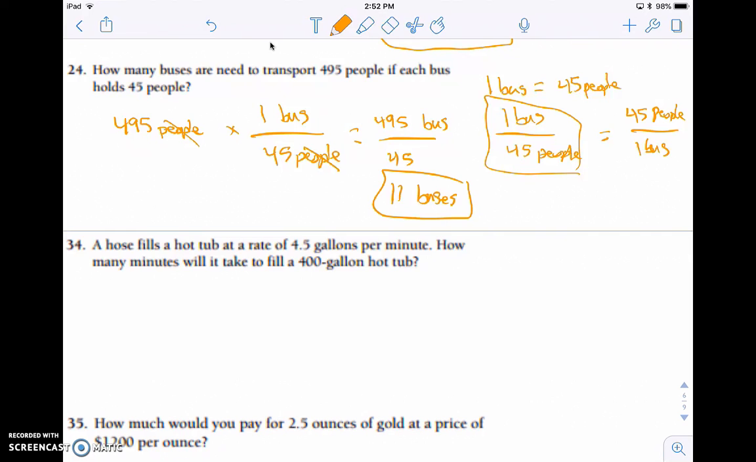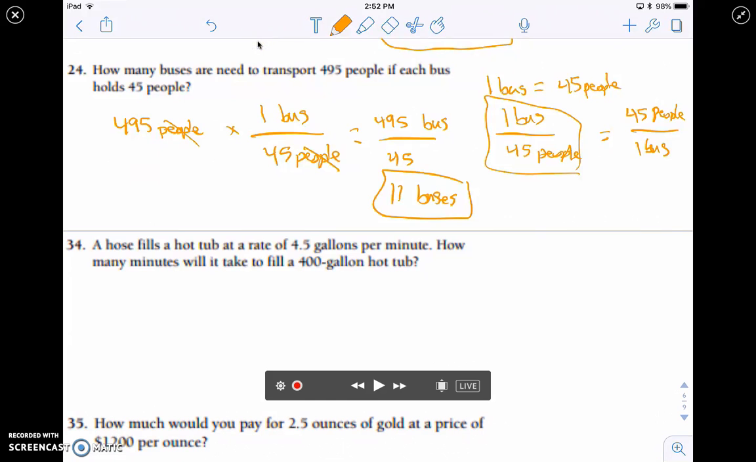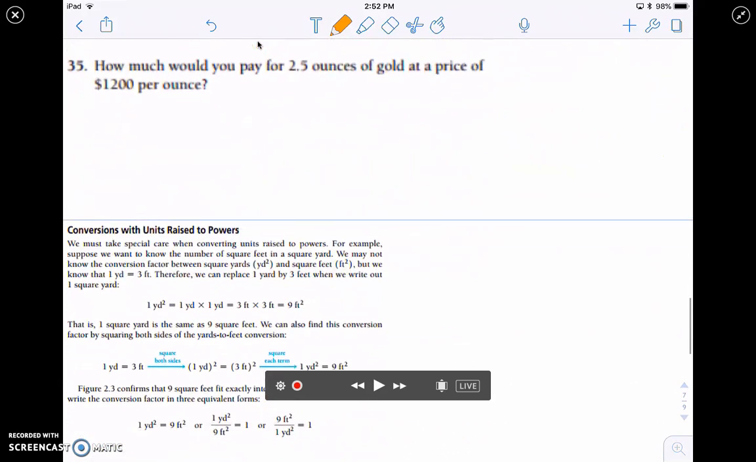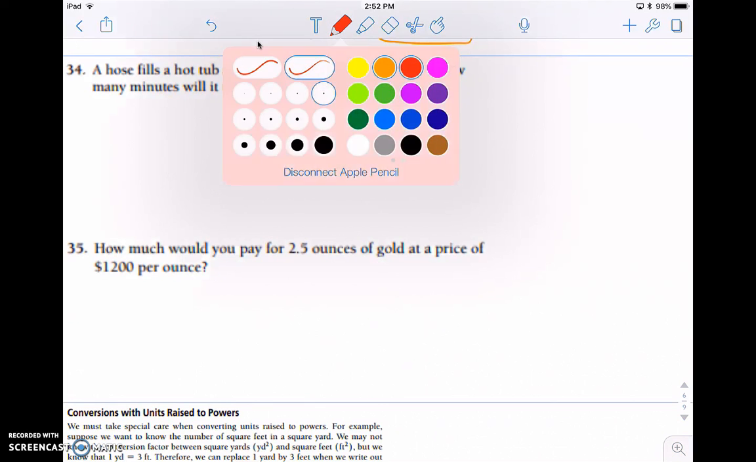Okay, and so that's this idea of unit conversion or unit analysis. I've got a couple more for us here, and then we're going to look at what happens when we raise things to powers, and that'll be in our third video.